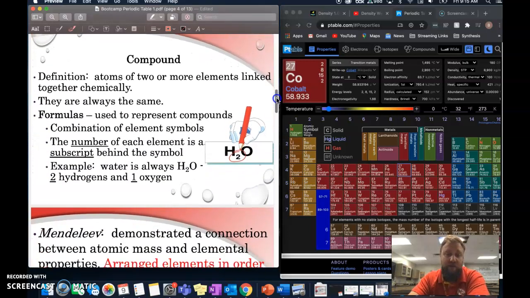Next up, we have compounds, which is where we have two or more elements linked together, or what we call a bond. And we'll get to bonding next unit.